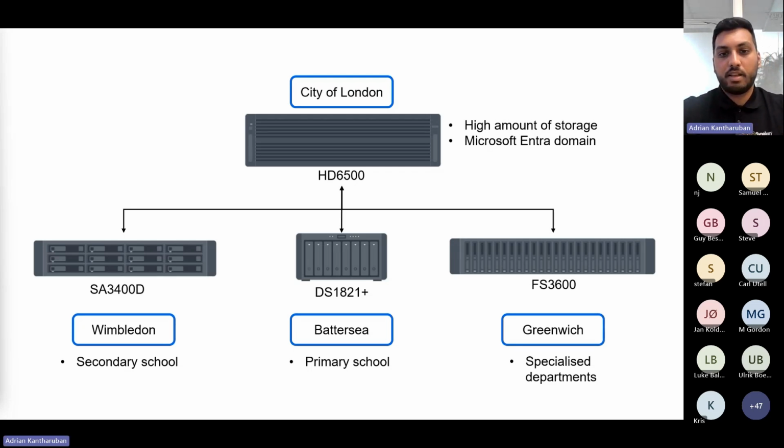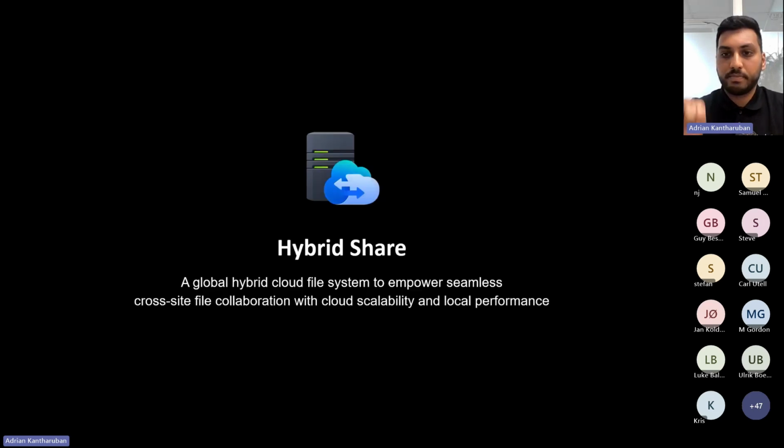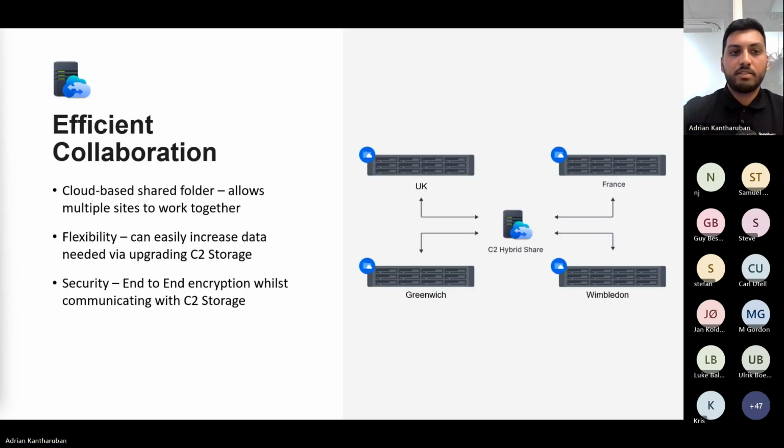So this is where our second solution for file synchronization comes in, which is Hybrid Share. Hybrid Share essentially combines Synology NAS with C2 storage to create a hybrid cloud setup, hence the name. Compared to Synology Drive, where the primary data resides on a single NAS, Hybrid Share moves the data center from the NAS to the cloud.